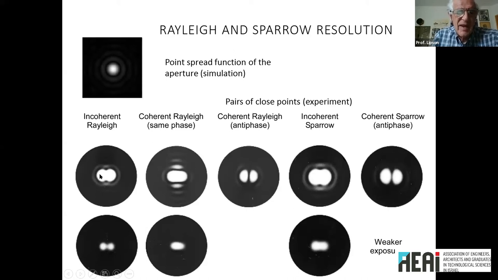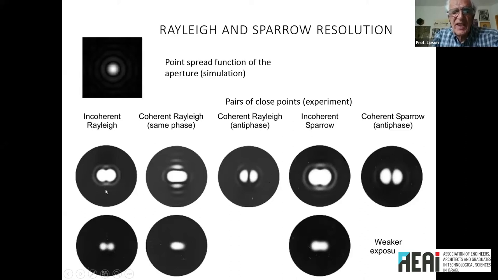incoherent stars imaged by a telescope, and you can see they're very well separated. You can easily see they're separated. In the case of coherent light, if there were such a thing as coherent stars, then they would not be separated at all. On the other hand, if you had two stars, you could arrange them to be in antiphase, which is a theoretical possibility, not a practical one. You can see they're very well separated, but unfortunately, all that does is tell you there are two stars. It doesn't tell you anything about the separation between them.